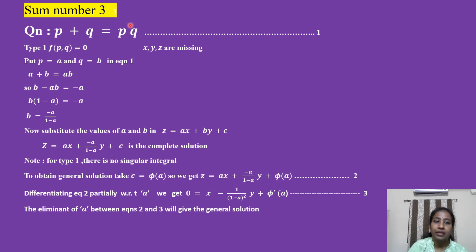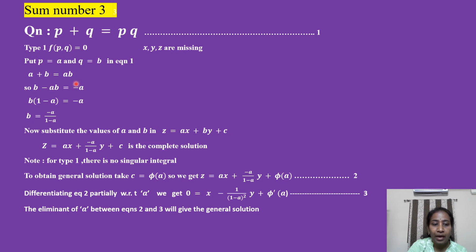Now coming to sum number 3, which is p plus q equal to pq. So clearly only p and q are there, x, y, z are missing. So it comes under f of p, q equal to 0 and hence type 1. Now I am going to substitute p equal to a and q equal to b in equation 1, which gives me a plus b equal to ab.